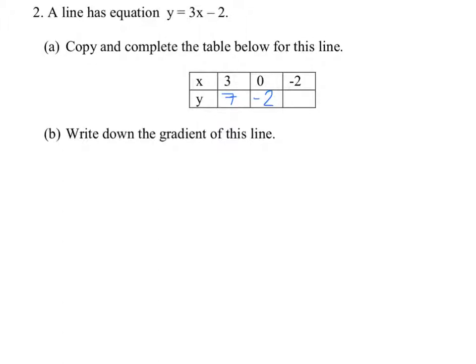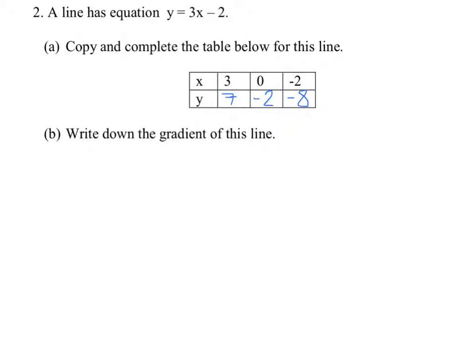Then our last x term, negative 2, multiply that by 3. 3 times negative 2 is negative 6, then subtract the negative 2 on the end gives us negative 8. So that completes our table. Part B asks us to write down the gradient of the line.